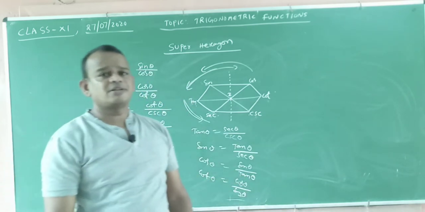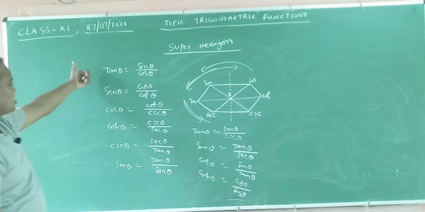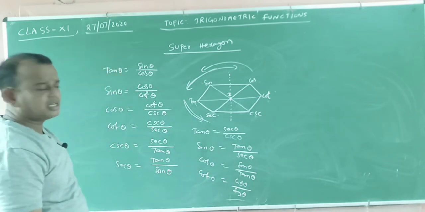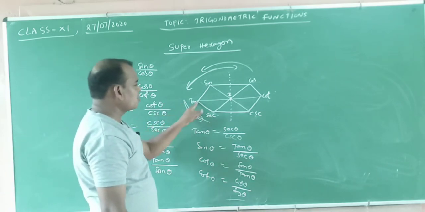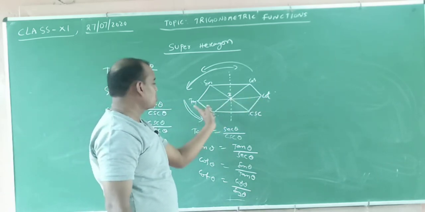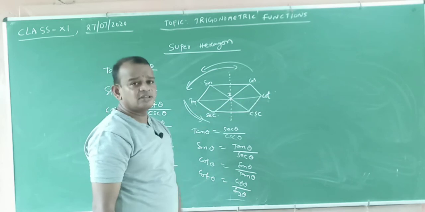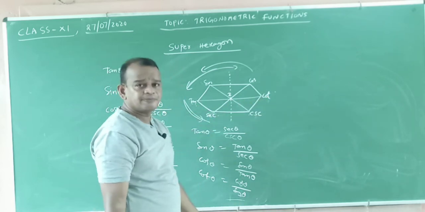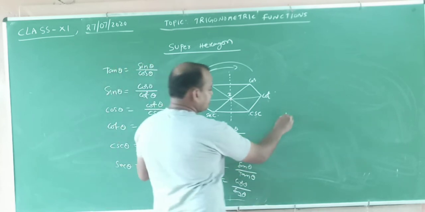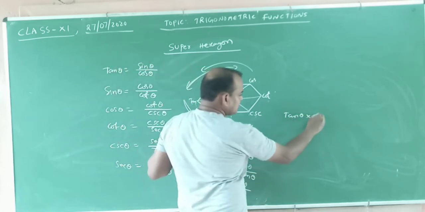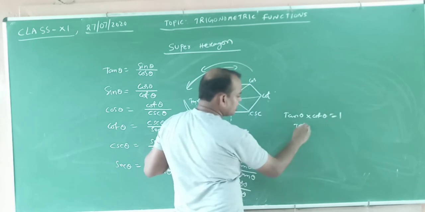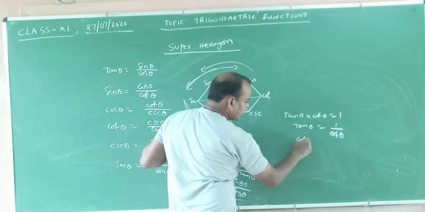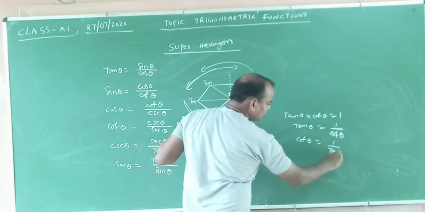You remember the formulas. 100% we read these formulas: tan theta, sin theta, cos theta, cot theta, and the remaining trigonometric ratios. Next, observe that this is the vertex, the opposite vertex is this one. These two are the reciprocals. Their product is equal to how much? Tan theta into cot theta is equal to 1. Reciprocals. Now tan theta equals 1 by cot theta. Cot theta equals 1 by tan theta. Say yes or no?